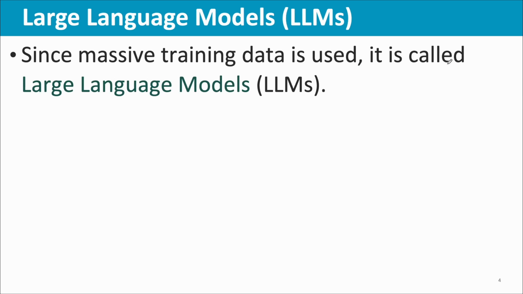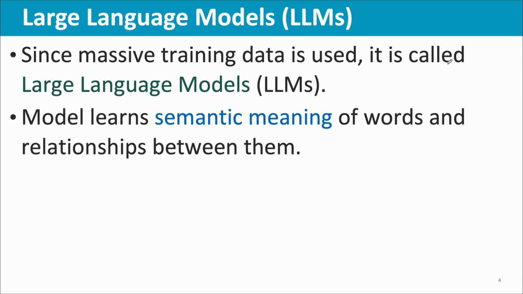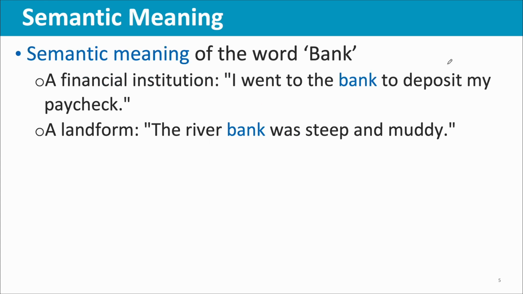And these models are called large language models, of course, because of the massive training data which are used for training these. The model learns the semantic meaning of words and relationships between them. So we need to understand what is semantic meaning. So let us see an example.